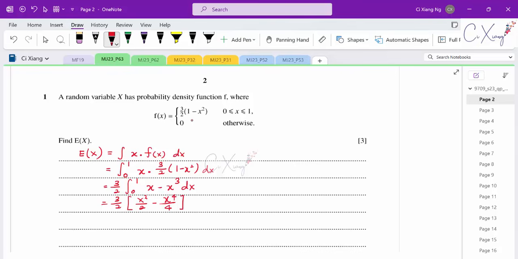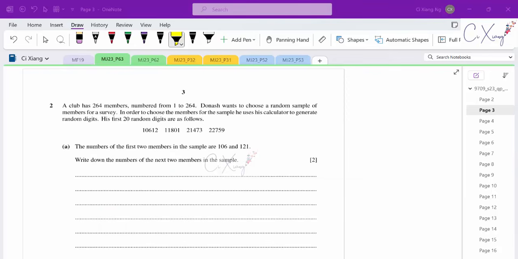And of course, you need to substitute the values 1 and 0 into the expression here. So substitute it, you're having 1 over 2, then minus 1 over 4. Then minus, when you substitute the 0, everything is 0. Then try to simplify it. You have the answer 3 over 8 as the mean of this particular continuous random variable. Alright, so this is basically what you have for question number 1.